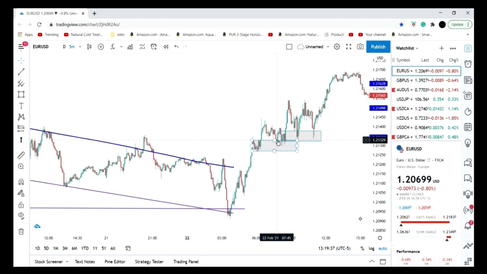But again, I'm just showing you guys examples and showing you what I would do if I'm trading the market. Again, you can do whatever you want to do. If you want to get out at break even when it hits your 1-to-1 stop.